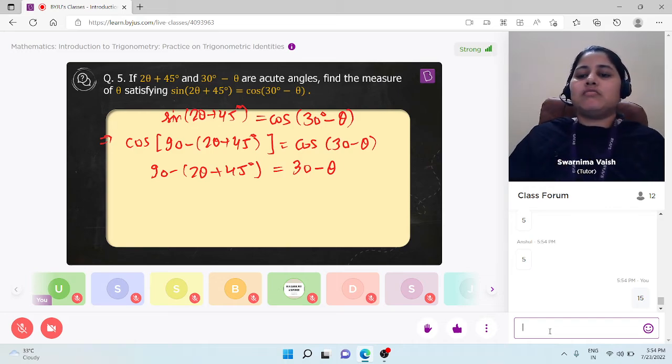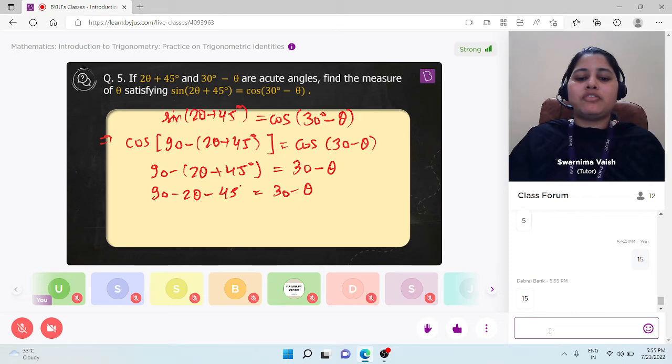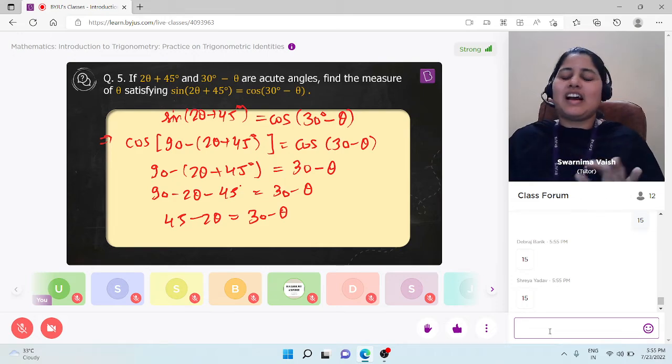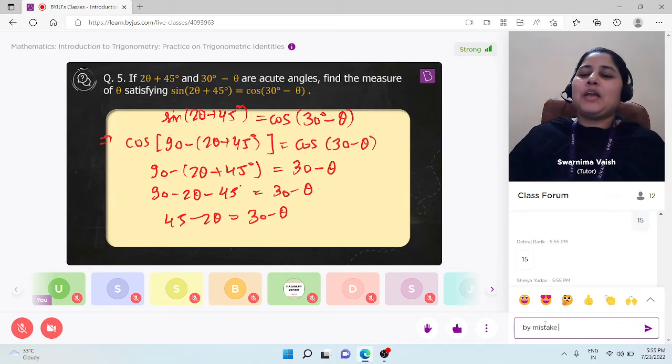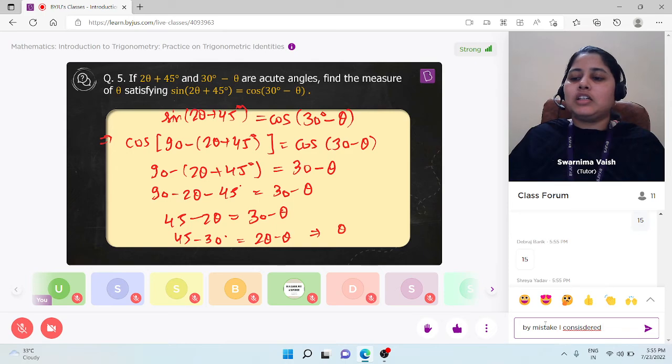Students, just अगर हम सिंप्लीफाई करें, 90 minus 2 theta minus 45 degrees will be equal to 30 minus theta. 90 minus 45 means, no, it's 15 by Devraj. Okay, so it means 45 minus 2 theta will be equal to 30 minus theta. Okay, now the answer is 15. Yes, friend, this is the correct answer here. The answer will be 15 degrees for theta. Well done, Utkarsh, Devraj and Shreya. Absolutely correct answer. Because if we transpose the term, it will be like 45 minus 30 will be equal to 2 theta minus theta. That is, theta will be equal to 15 degrees. This is what we have to find, the value of theta from here.